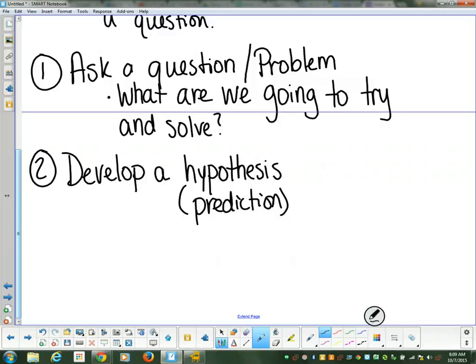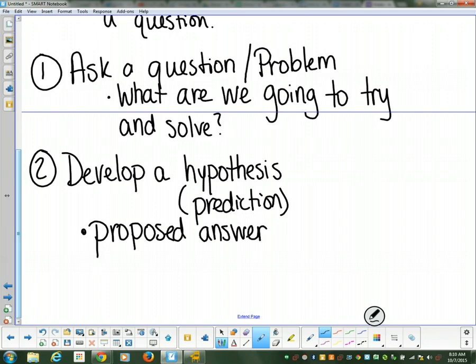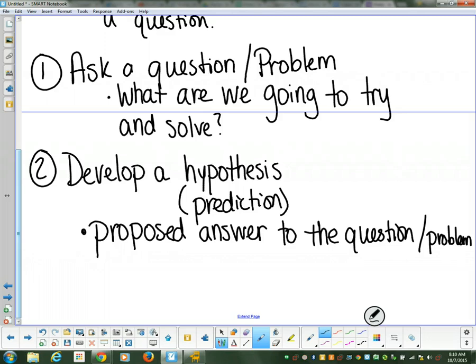And there's two things that have to be a part of a hypothesis. The first one is that it has to be a proposal, a proposed answer to the question or problem. Okay, so it's your thought, or your proposed answer as to what you think is going to come out from the question or the problem. So what do you think is going to be the answer?